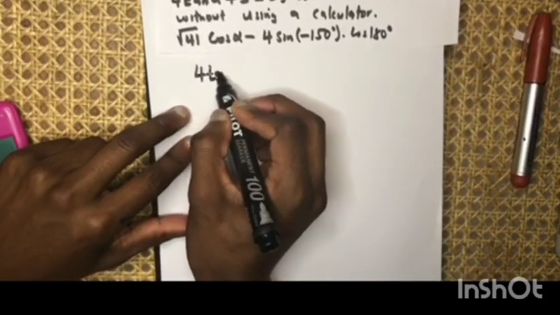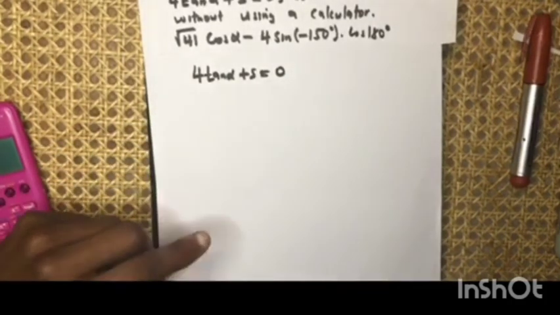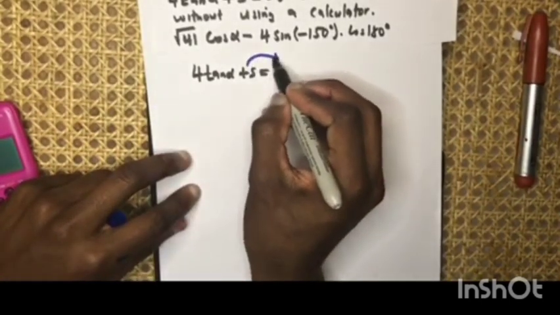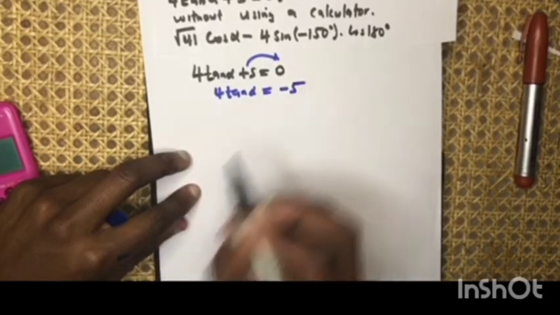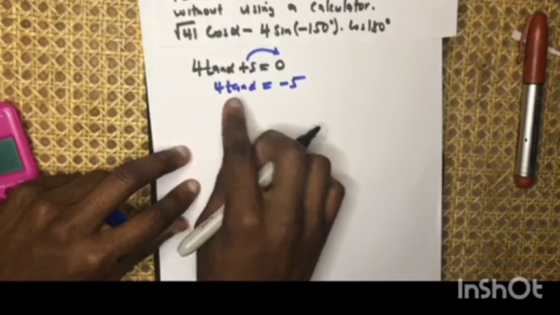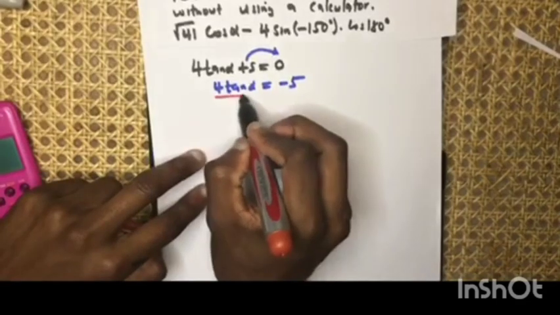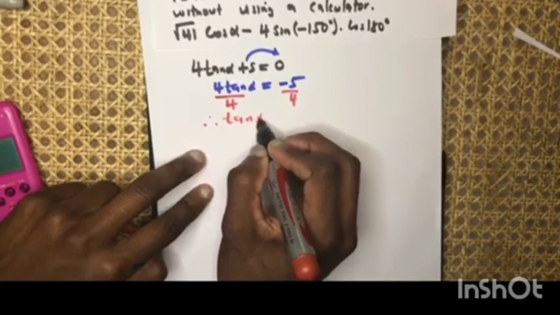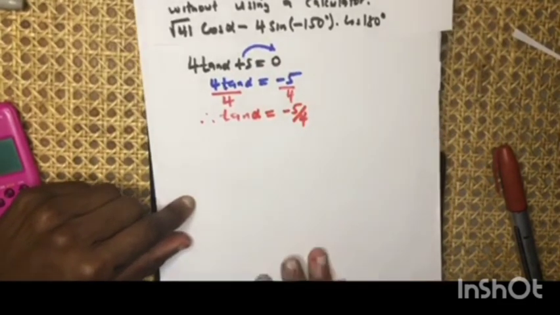Since I'm given 4 tan alpha plus 5 equals 0, the first thing that I need to do here is to isolate tan. So I'm going to transpose 5 to this side. So I'm going to have 4 tan alpha is equal to negative 5. Then you divide both sides by 4, so that tan alpha is negative 5 over 4. Understand?